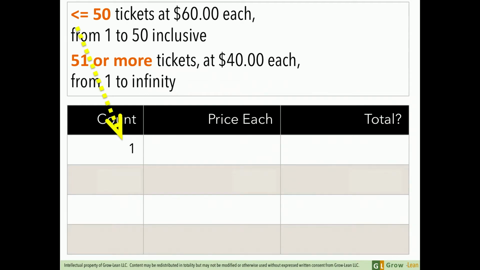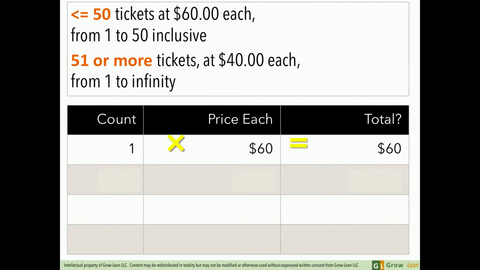Buy one ticket. Price each is 60. Total will be 60. Come up with the other boundary conditions. Once again, there's no difference from the calculator at this point. We're still at the level of verify. Come up with the boundary conditions.